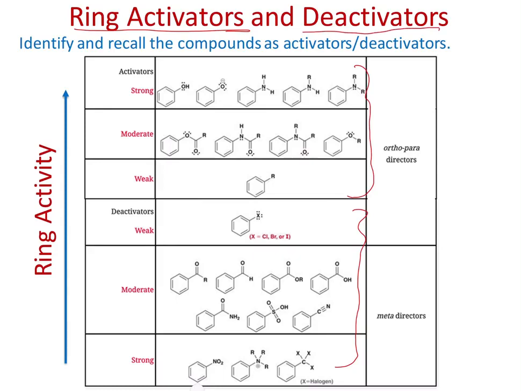We're also going to look at their directing effect on the ring, and why they direct the incoming group to the meta position, except for the halogens, which actually direct the incoming group to the ortho and para positions.